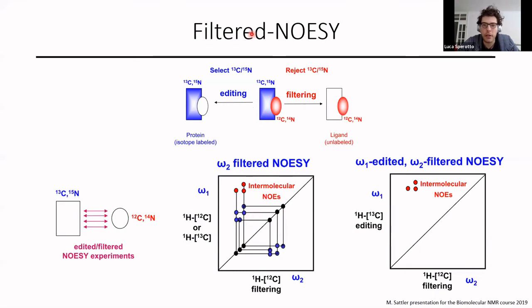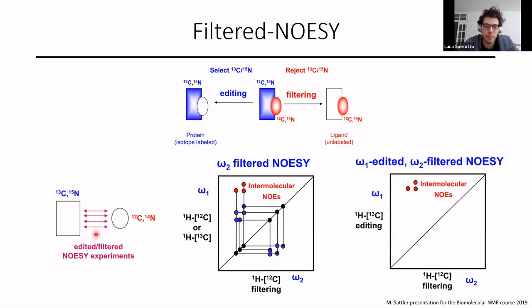In this case, we call it the filtered NOEs, because we have our sample where our protein is labeled and our ligand is a normal ligand, with natural isotopes, carbon 12 and nitrogen 14. And because there is this difference in the labeling of the two, you can decide if you want to detect only the ligand signal or only the protein signal. This is called filtering or editing. And you can also choose to do both at the same time.